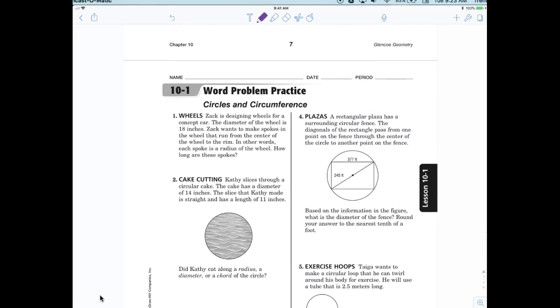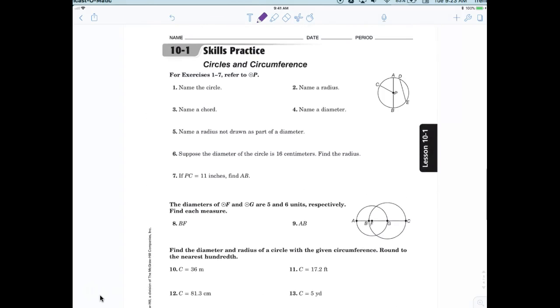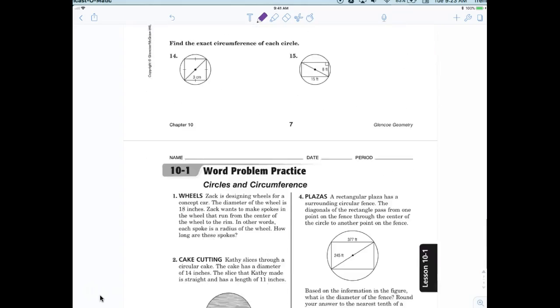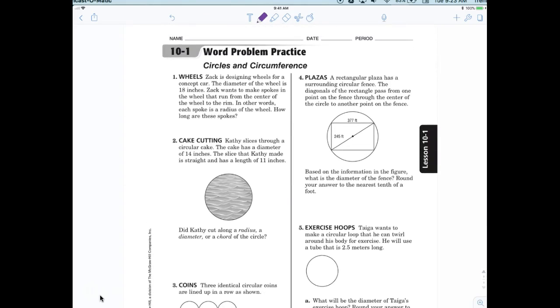Once you do all that. Yeah, I know. What's that? Do the last one. No, you're doing this right here, 10-1, and you're doing the last one. Yes.